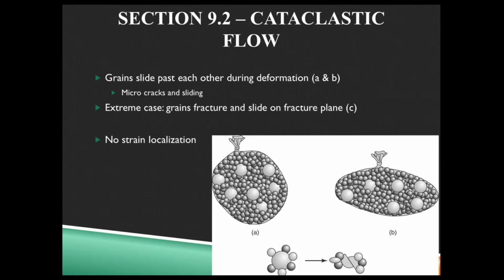Cataclastic flow. We talked about this in a fault, where the fractured rock is grinding and rolling to help the fault move more easily. And the same thing can happen in a rock that isn't actually faulting. It's just the grains or crystals in the rock rolling and moving past each other.